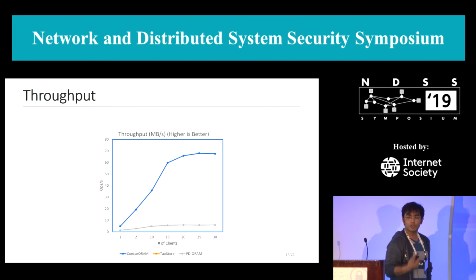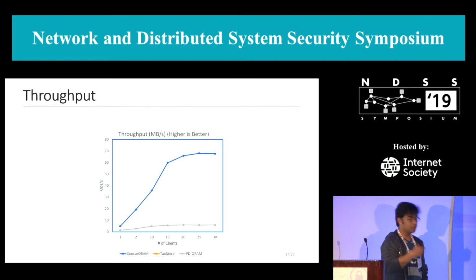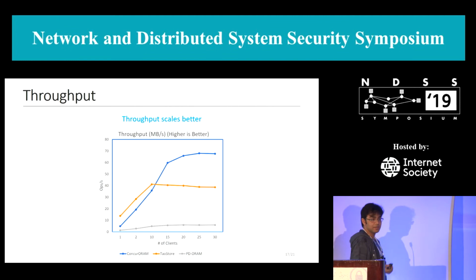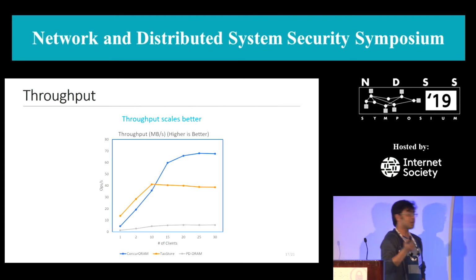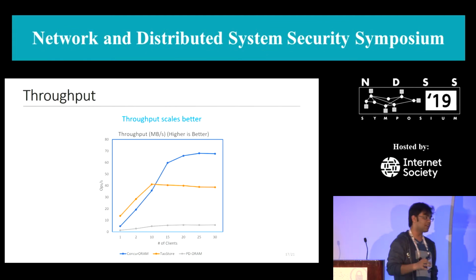But you might want to also use TauStore. So you might find this is a deployment scenario where you're OK with a trusted proxy. In this case also, you will, however, find that the ConcurORAM throughput will scale better. This is because in TauStore, you're actually limited by the network limitations of your proxy. So if you keep on increasing clients in the system, then you will saturate the proxy bandwidth very quickly.